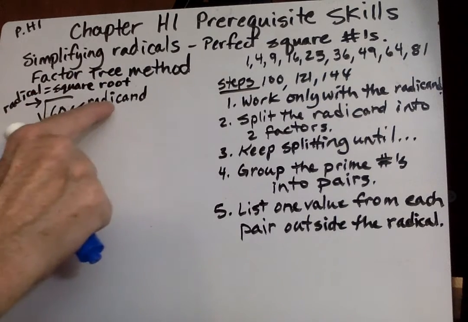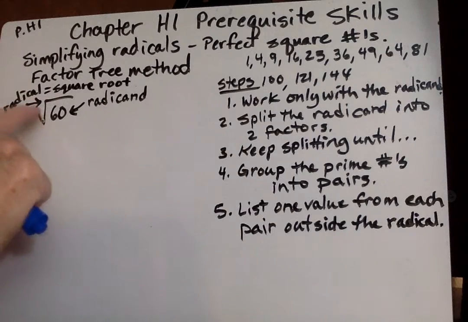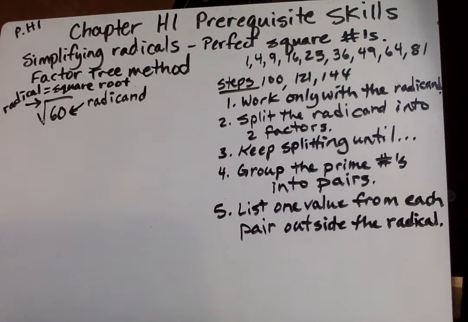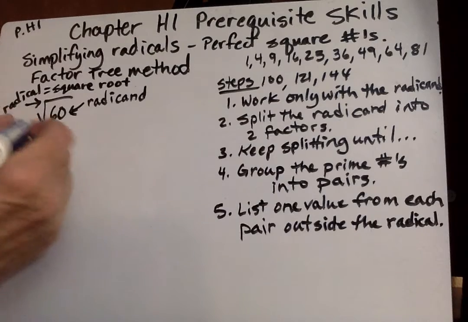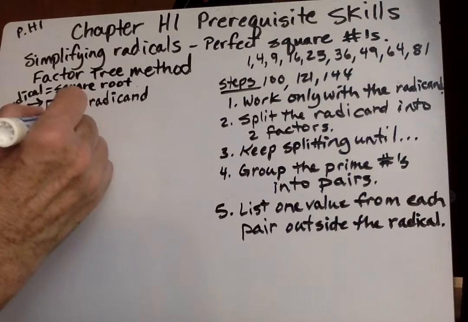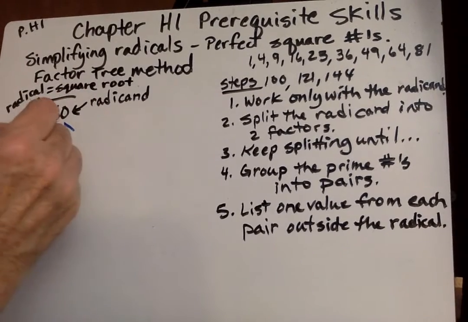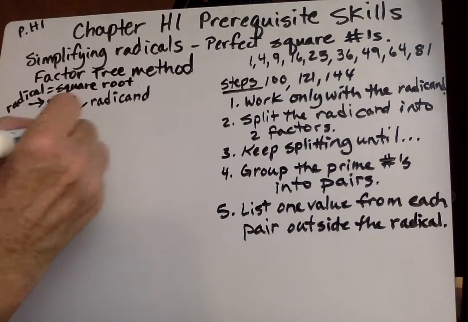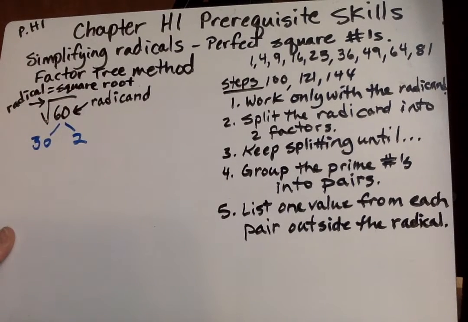So this 60 is called the radicand. The square root is called the radical. So here's our first step. Work only with the radicand. With the 60, split the radicand into two factors. So I say what times what is 60? 30 times 2. We are going to keep splitting until all of them are prime numbers.